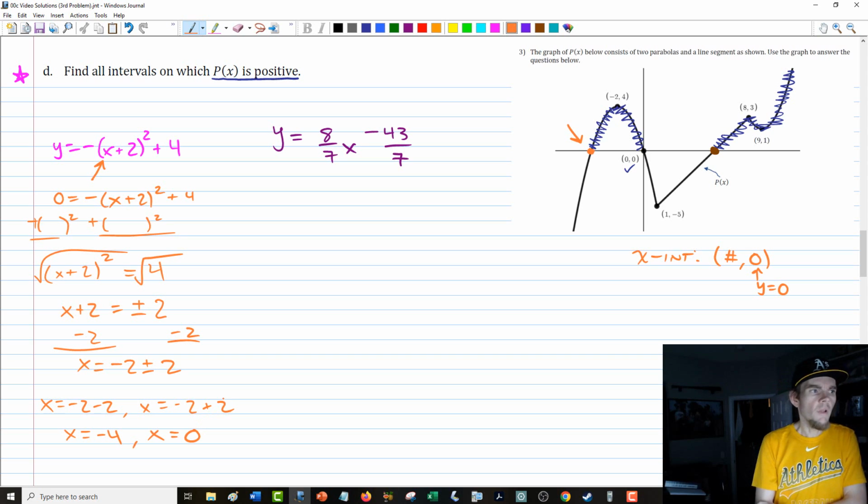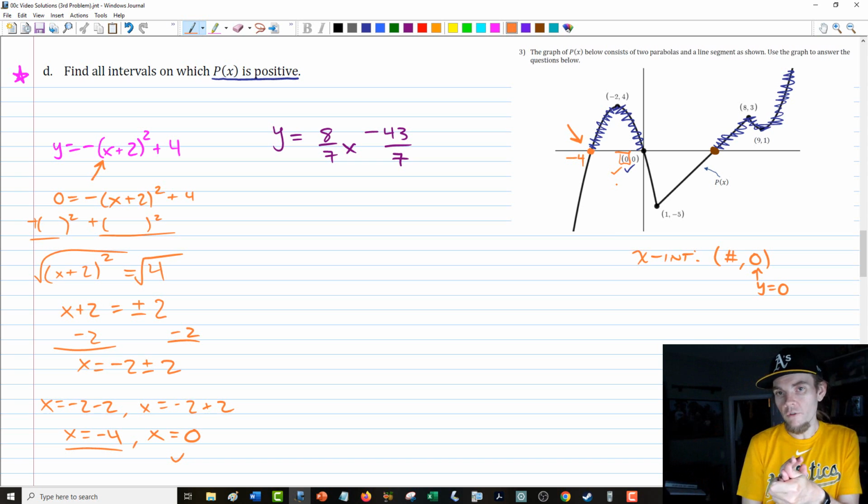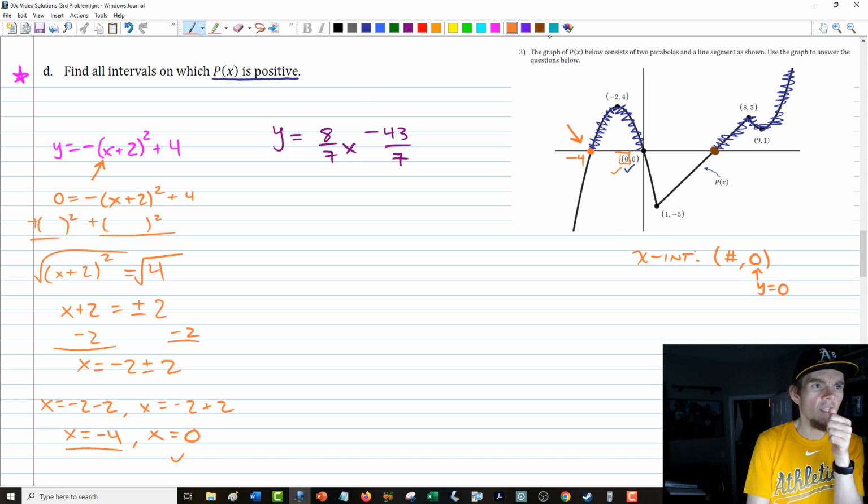Interestingly enough, we already know x equals 0, so we're covered there. This part that we found, though, means that this x-intercept is at negative 4. So we found our first x-intercept, and we can write out at least half of our positive intervals. But you know what, let's just get the other one out of the way too. What the heck, we're here.